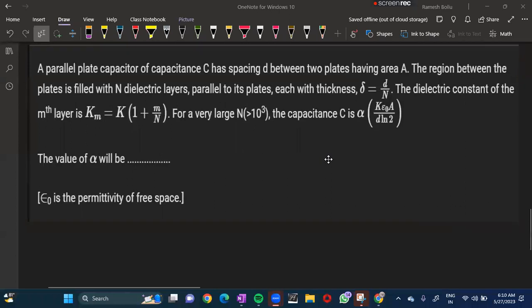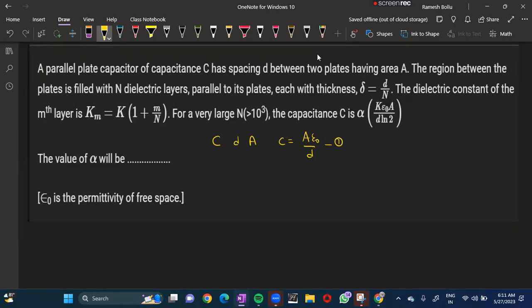Here the question is saying: a parallel plate capacitor of capacitance C is there, with a spacing d between the two plates and area capital A. So what is the new capacitance C equal to? A into epsilon naught by small d, the capacitance formula. Keep aside as equation number 1.